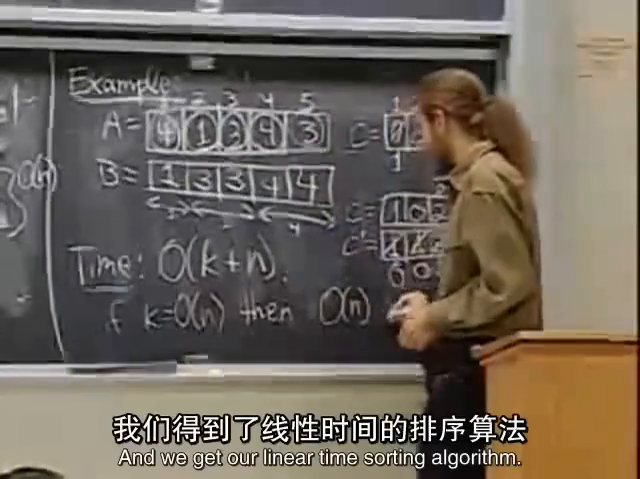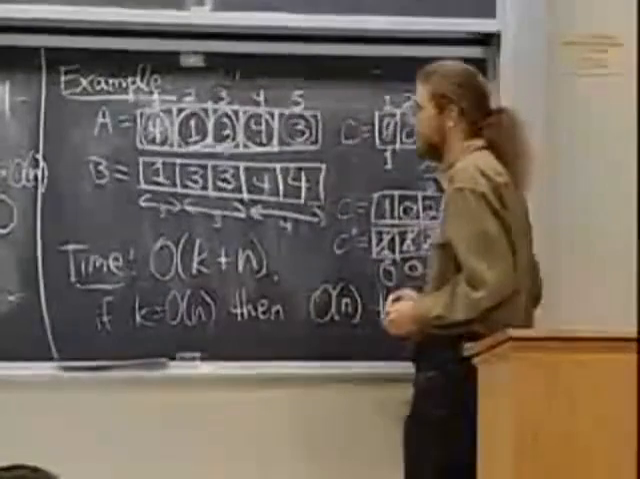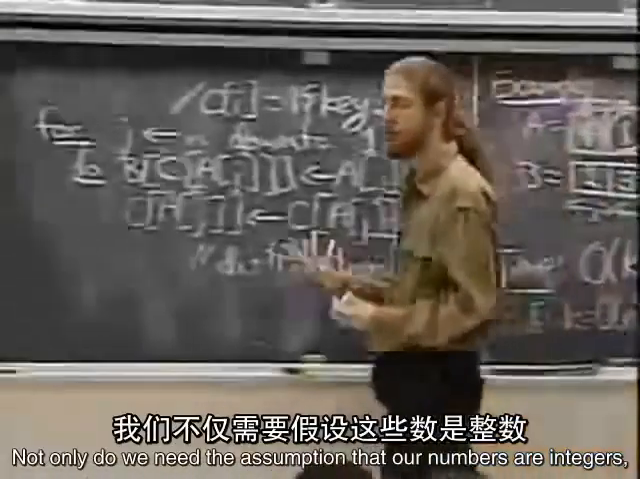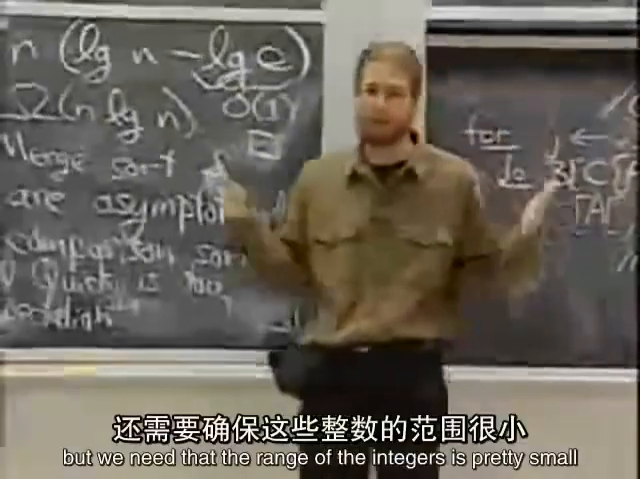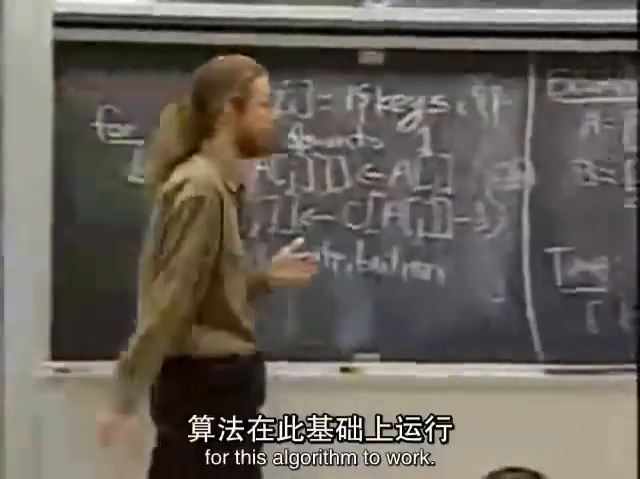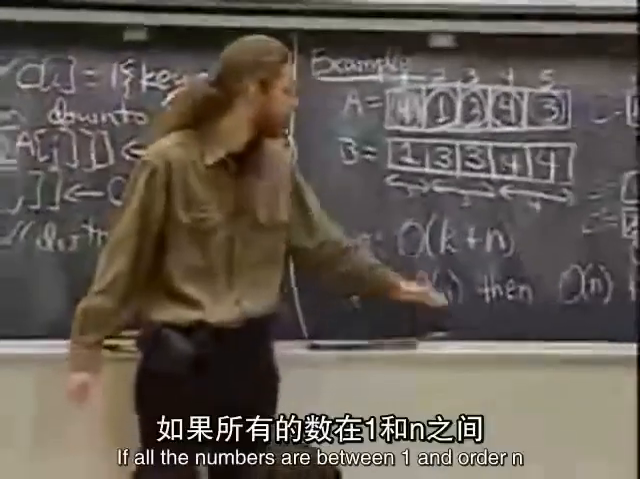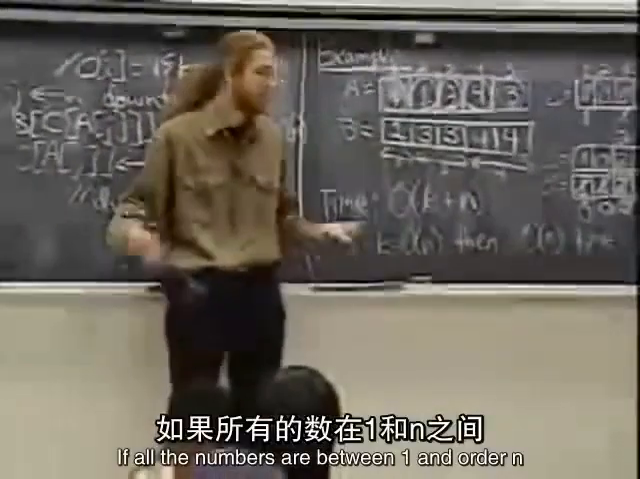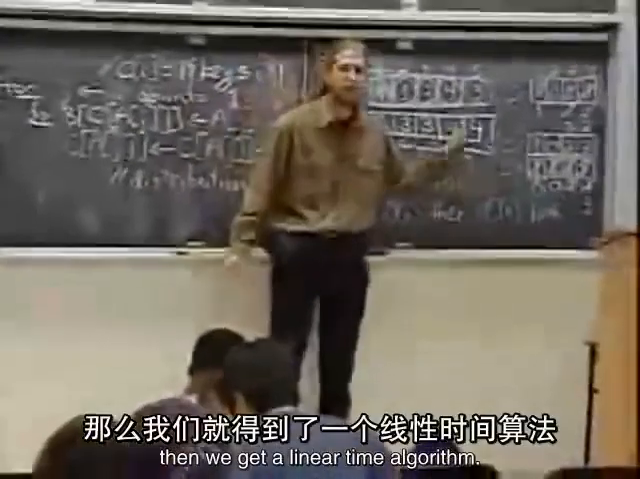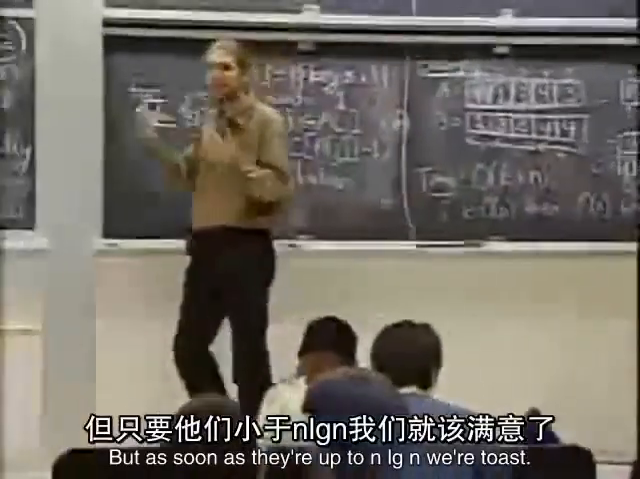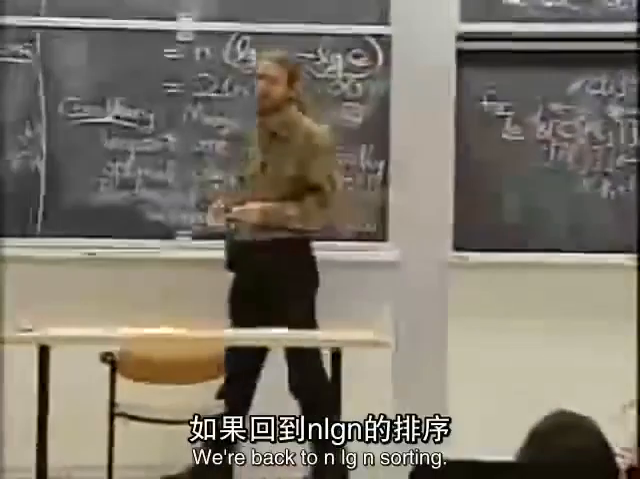And we get our linear time sorting algorithm. So not only do we need the assumption that our numbers are integers, but we need that the range of the integers is pretty small for this algorithm to work. If all the numbers are between 1 and order n, then we get a linear time algorithm. But as soon as they're up to n log n, we're toast. We're back to n log n sorting.